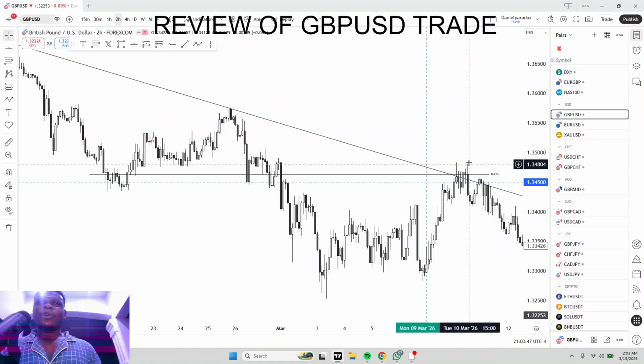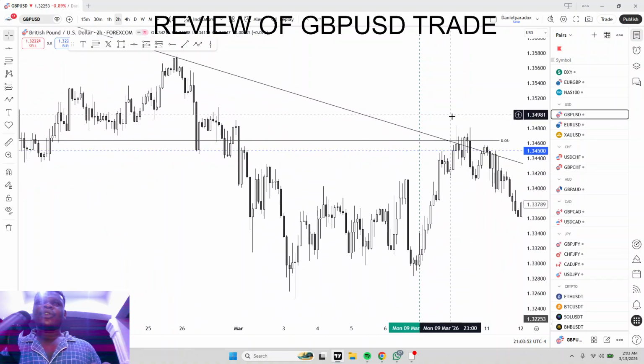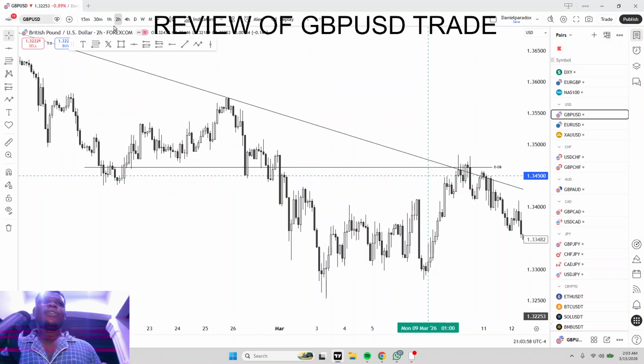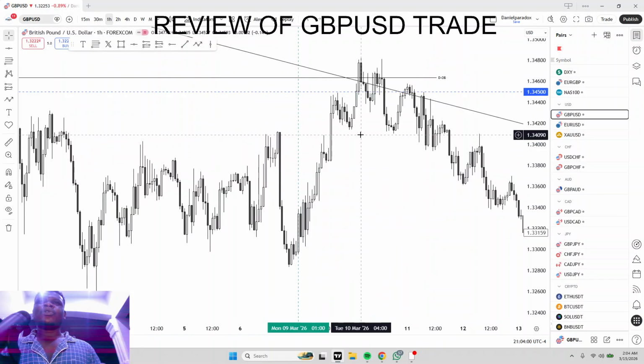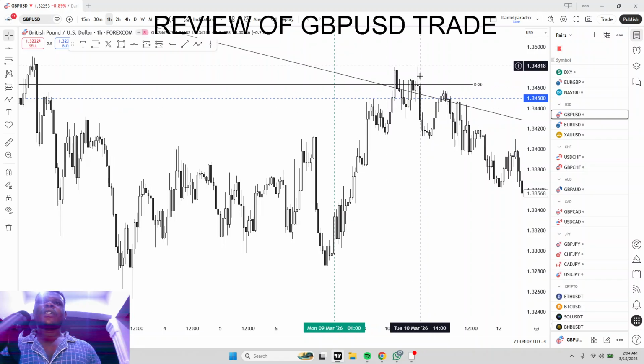So I wanted price to come sweep this previous high, which is Monday, which is London, then sell. But it did not happen. But again, I looked at it very well. If you look at 1 hour, you see that that is a double top there. Okay, a double top pattern, which is our entry pattern. So I had that in mind.